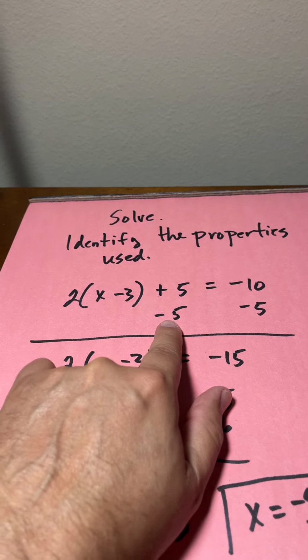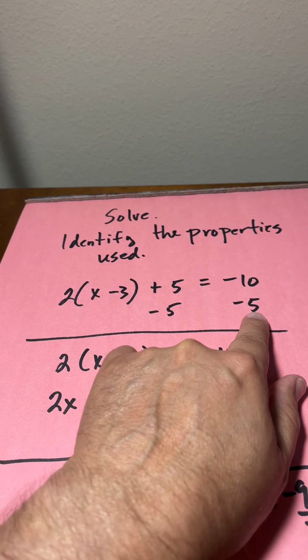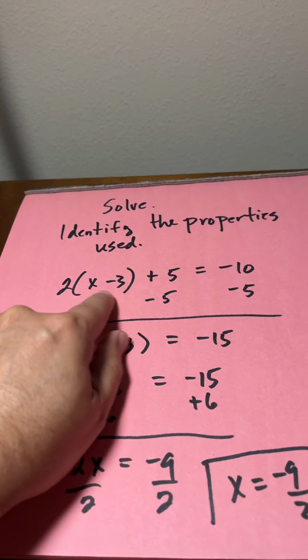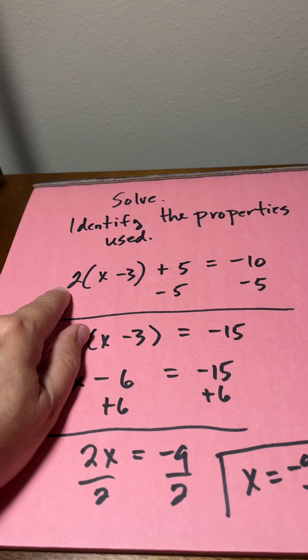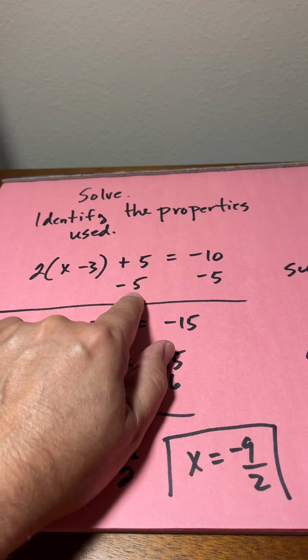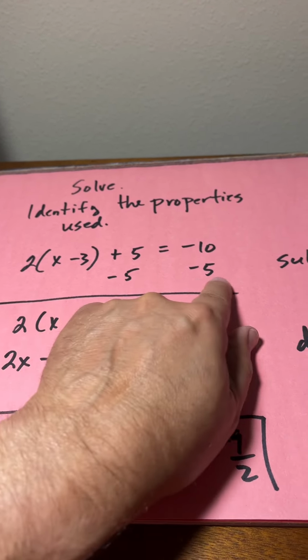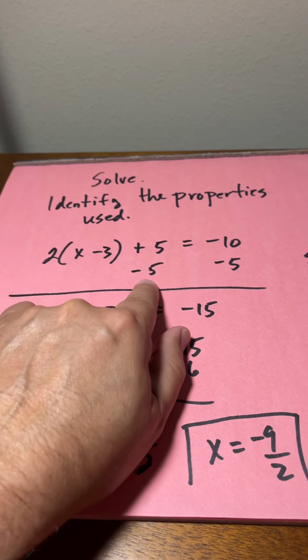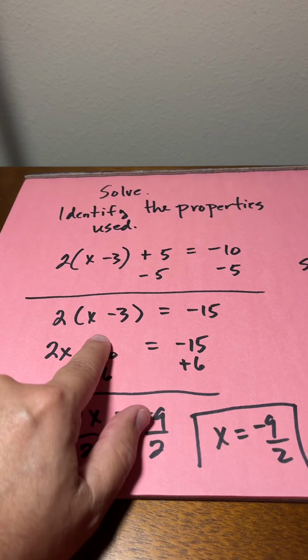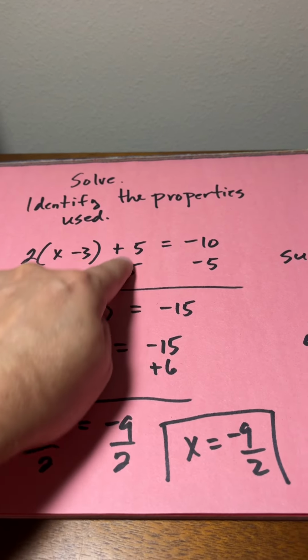So the first thing I'm going to do is subtract 5 from both sides because I'm trying to get x by itself. Right now, x minus 3 is being multiplied by 2, and 5 is being added to that. So I'm going to get rid of the addition of 5 first, and the inverse operation of addition is subtraction. So I'm going to subtract 5 from both sides, and that's going to give me this because these cancel.